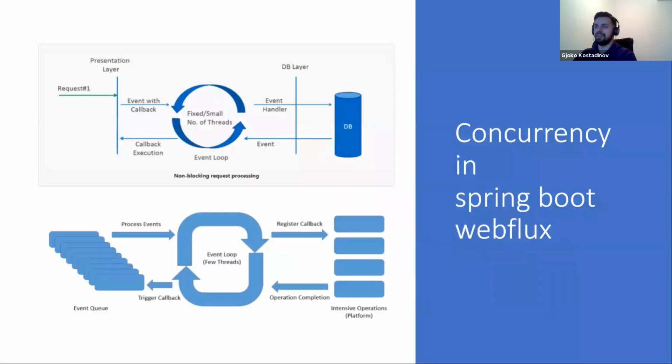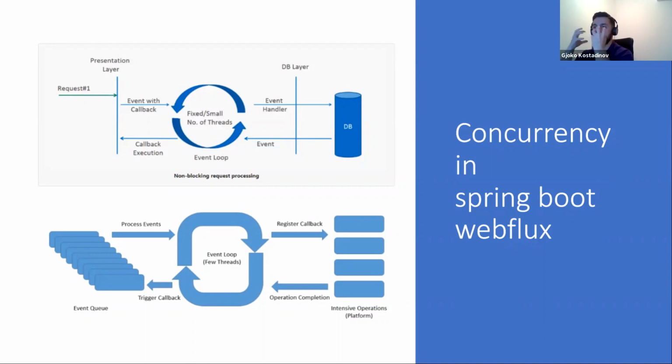This is the diagram defined more in depth. As we can see, when the request comes in, there is an event with callback with a fixed number of small threads that constantly look for the event pool. If some of you have used it, this is very similar to what we use in Kafka or another messaging service where we constantly listen for new messages.